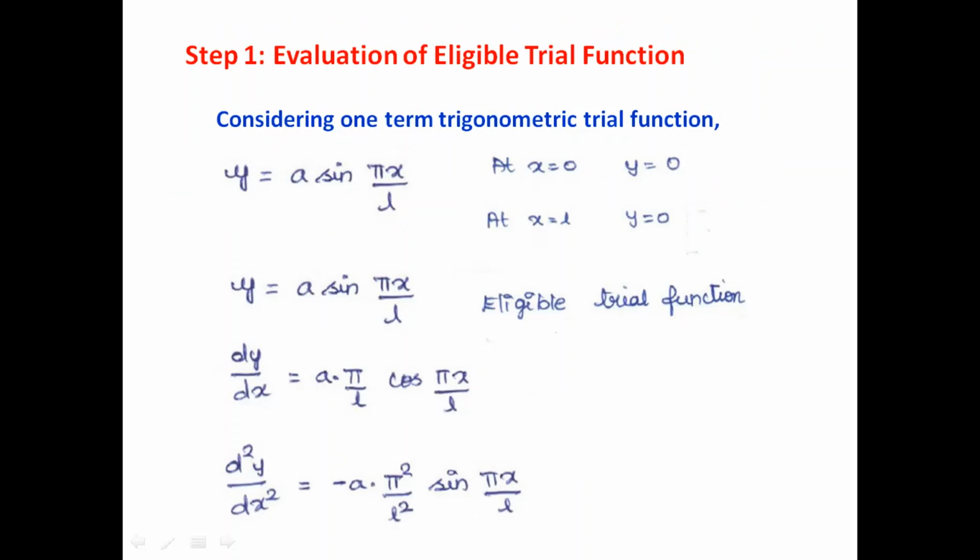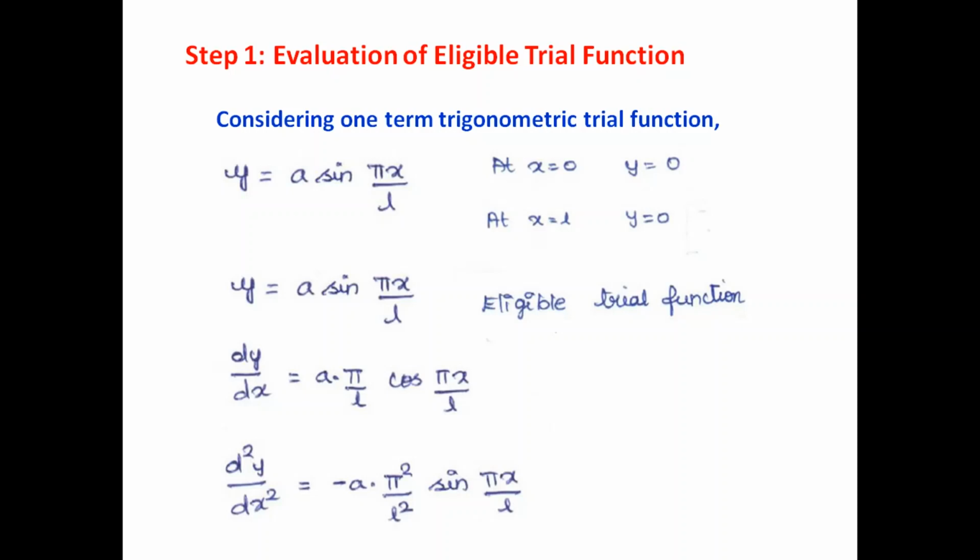Actually, this one-term trigonometric trial function itself can give a very good solution for this simply supported beam. But we can use a 2-term or 3-term trigonometric trial function also for improving the accuracy of the solution. Here, for simplicity, I am using only a one-term trigonometric trial function, a sin pi x by L.